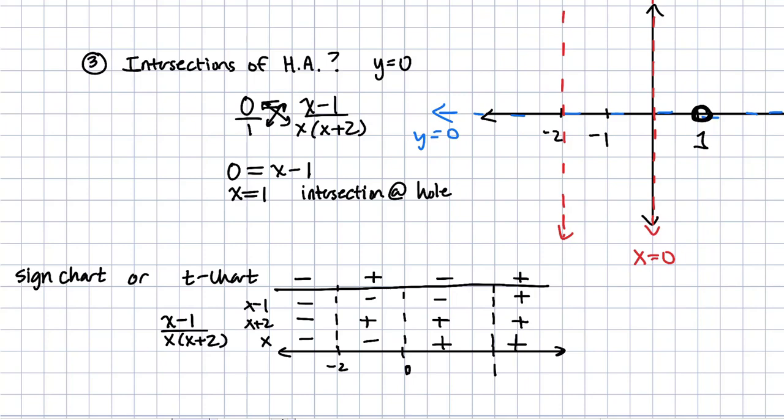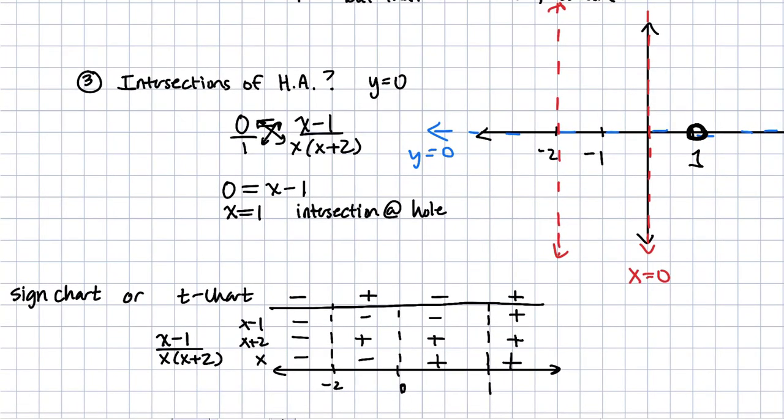Okay, so to the left of -2, we're going to be negative. So that means we are below the x-axis. Then we switch to above the x-axis. Then we are below. Then we are above. So that pretty much tells us in one chart where our curve is going to be.